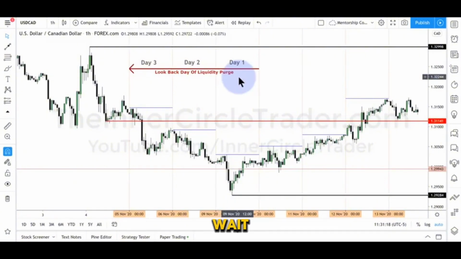We wait to see if it goes higher and reverts, not reverses. Okay, I'm not saying reversal, I'm saying revert. What is it reverting to? It's reverting to buy side. So it draws to sell side liquidity, and that's counted as day one. That is day one, day two, day three. That's our look back on the day of liquidity purge. And this is an example of engineered liquidity.